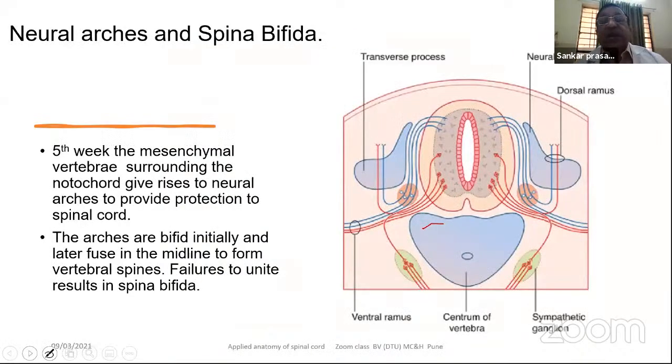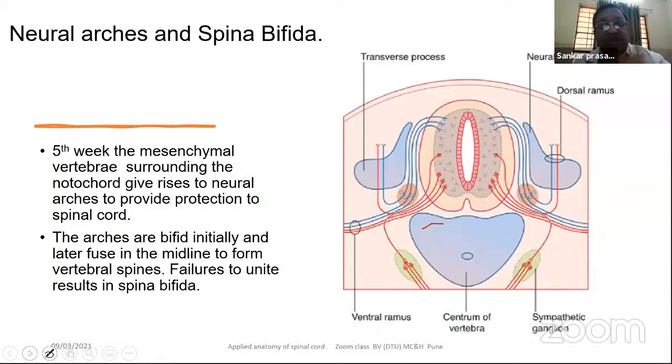Next, the neural arches and spina bifida. Some of the diseases of the spinal cord have their origin at birth. From the fifth week, the mesenchymal vertebrae surrounding the notochord give rise to neural arches, which provide protection to the spinal cord. The arches are bifid initially and later fuse in the midline to form the vertebral spines.